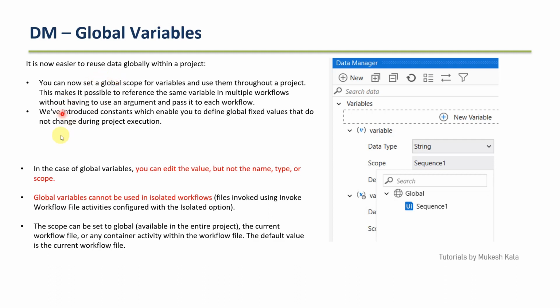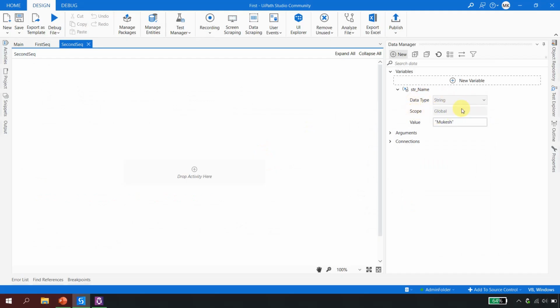When you create a global variable, once it is created, we can edit the value, but we cannot edit the name, type or scope. Once a variable has been defined as a global variable, you cannot change its scope. What does that mean? Let me go back to my automation and see that in practice. This is a variable which has been created. Now, if I attempt to change this, if I click on edit variable, you would notice I can only change the value.